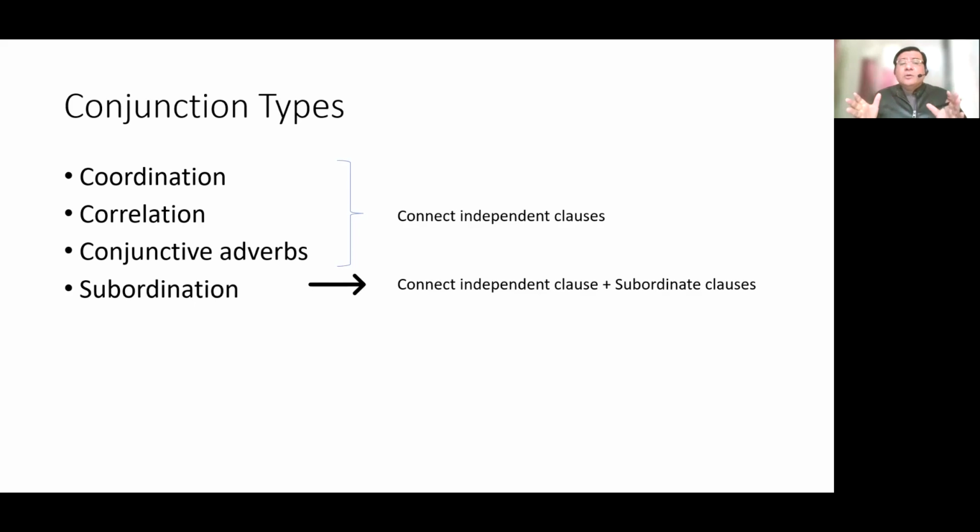The first 3 types are called coordination conjunctions, correlation or correlative conjunctions, and conjunctive adverbs, which are 3 different kinds of elements that we use to connect independent clauses. Remember that when we connect independent clauses, this is the time when we assemble a compound sentence in English. Now, there is a 4th type of conjunction that is called subordination conjunctions. These are the elements we use to connect independent clauses and subordinate clauses, the kind of elements that we use to assemble complex sentences in written English.